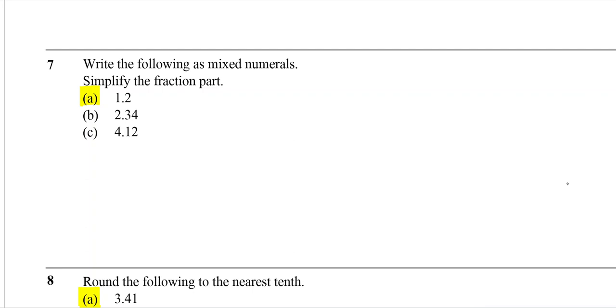Simplify the fraction part. Okay, so they're mixed numerals because we have numbers in front of the decimal place. So the one out the front will be the number in front of my mixed numeral. It'll be 1 and the 2 is in the tenths position. So it would be 2/10. But I just want to make sure I simplify that fraction. What does 2/10 simplify to? Divide top and bottom by 2. 1/5. So it would be 1 1/5.